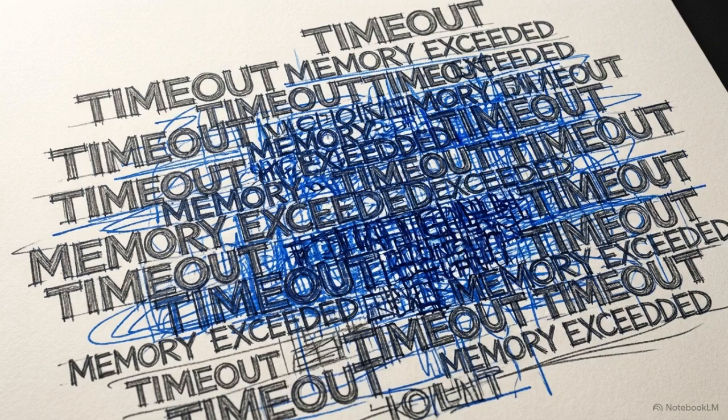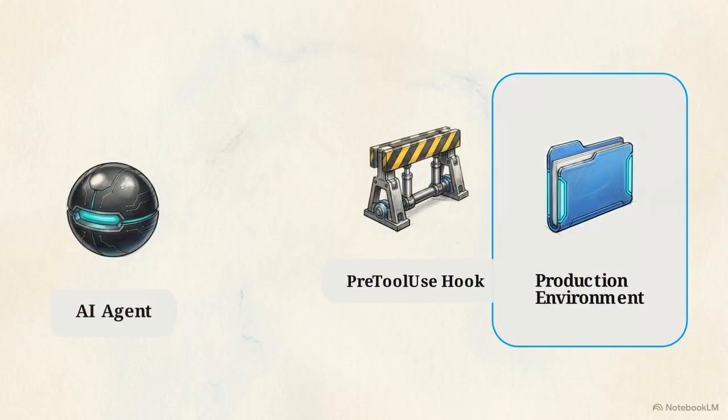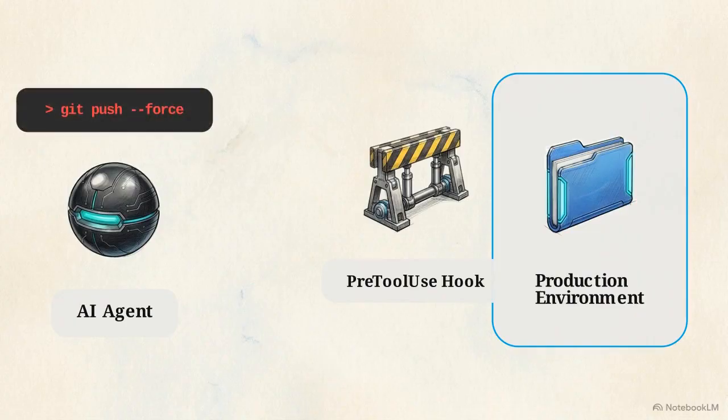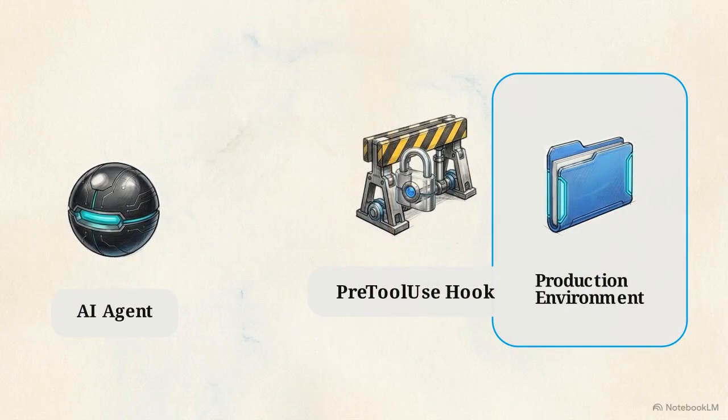Relying entirely on prompt engineering fails under enterprise load. The technical implementation for these rails requires pre-tool use bash hooks. These act as impassable gates that physically block unauthorized operations, like an agent attempting a git force push.